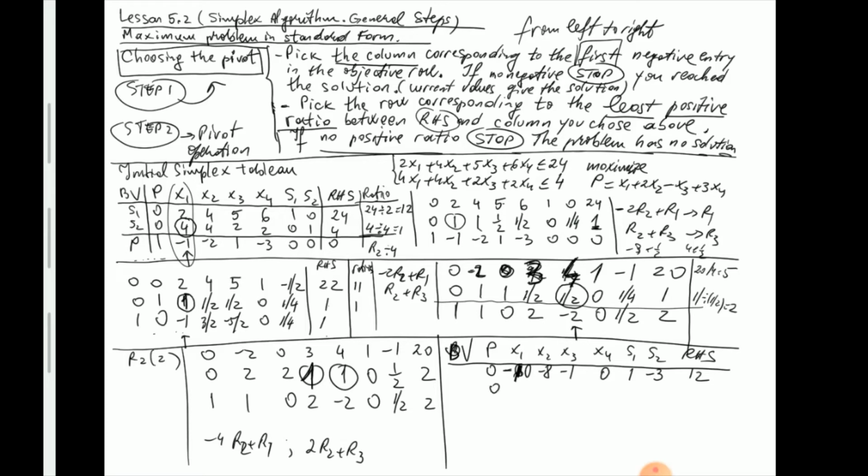Copy the pivot row, 0, 2, 2, 1, 1, 0, 1 half, and 2. And then finally multiply row 2 by 2 and add. This stays the same. This becomes 5. This is 4. 4, 0. This is still 0. 2 times 1 half is 1 plus 1 over 2. That's 3 over 2. And finally 2 times 2 plus 2. That's going to be 6.